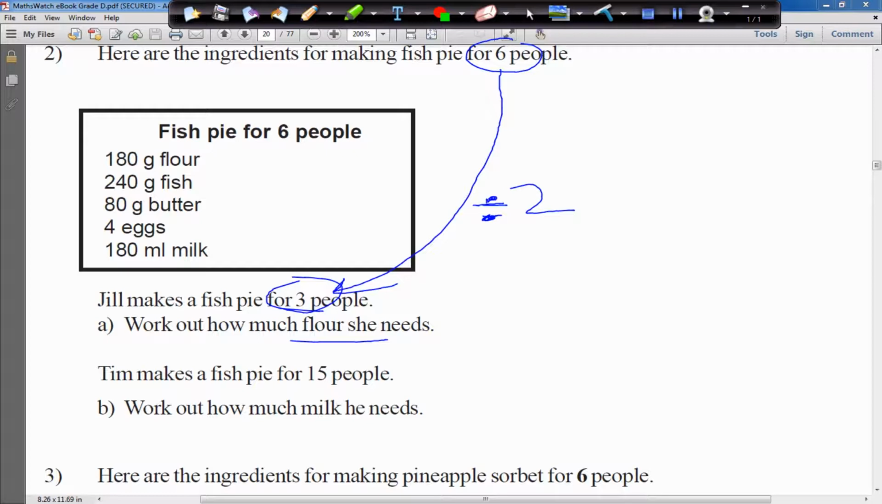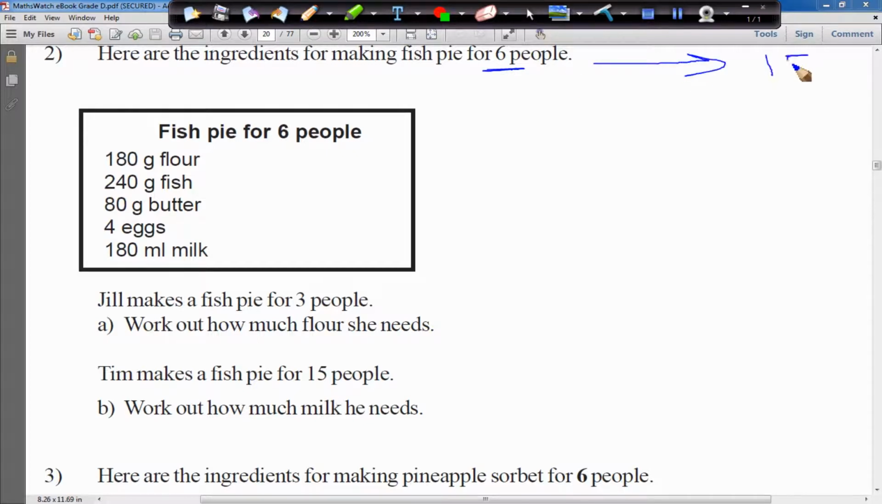Okay, so 3 people. Here's the recipe for making fish pie for 6 people. 6 is that one, for 3 people. So how many grams of flour do we have? 180. 90. So we divide it by 2. That gives us 90 grams of flour. Excellent. Now Tim makes a fish pie for 15 people. Let's now clear the screen. Now we're going from 6 to 15. Let's have a look how we get from 6 to 15.